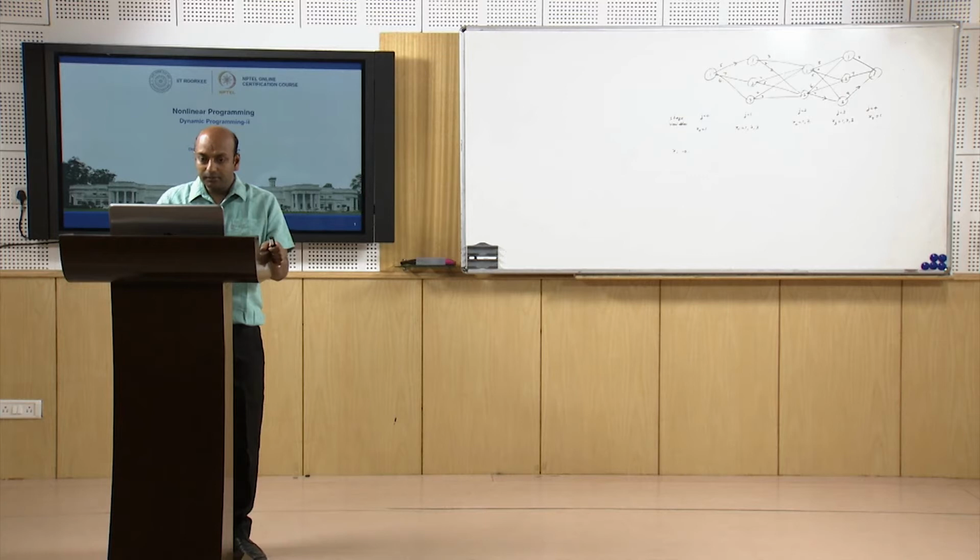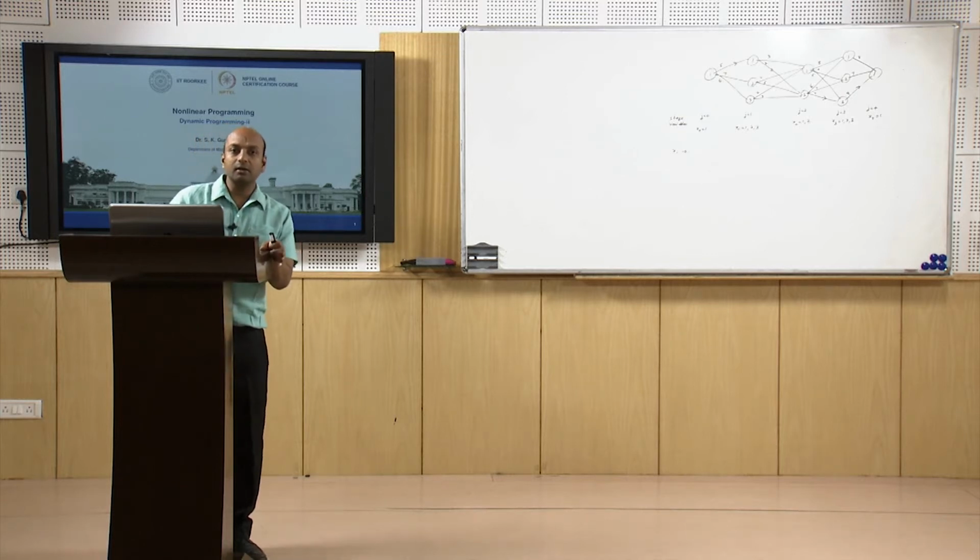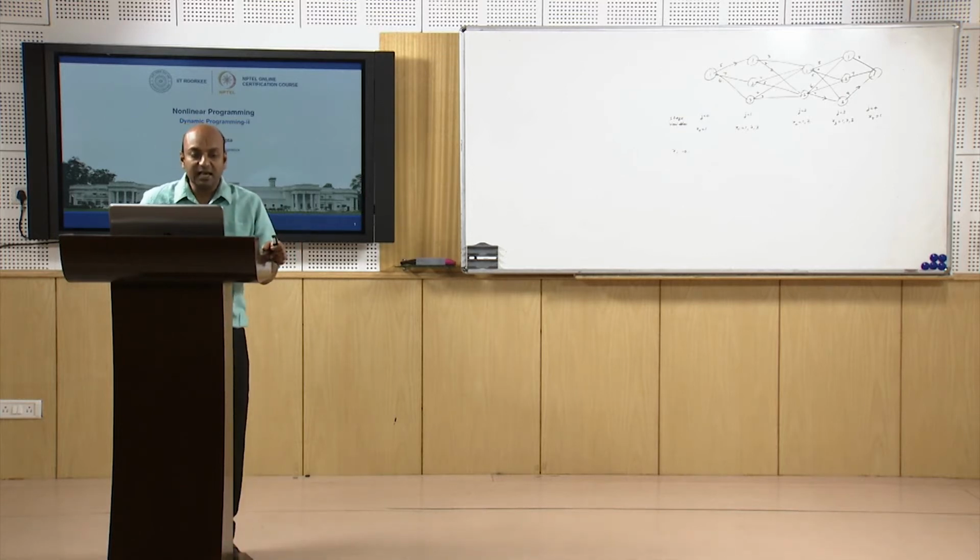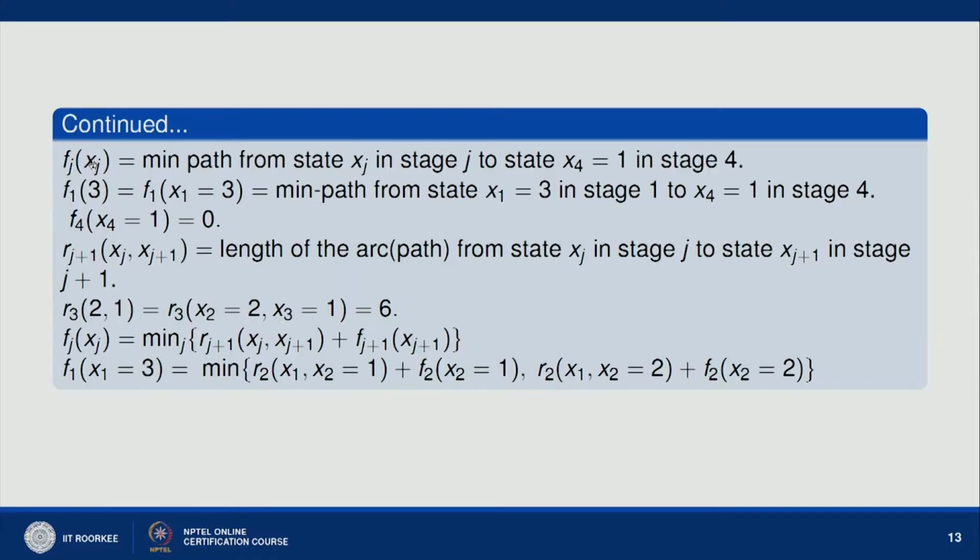Next we define certain terms. First is fj(xj). What is fj(xj)? It is the minimum path from state xj in stage j to state x4 equal to 1 in stage 4. Suppose you want f1(3).